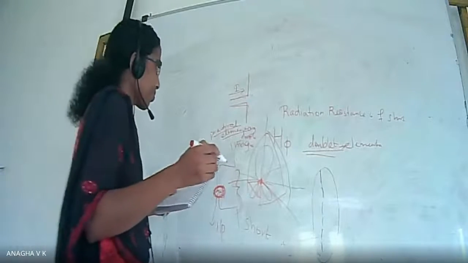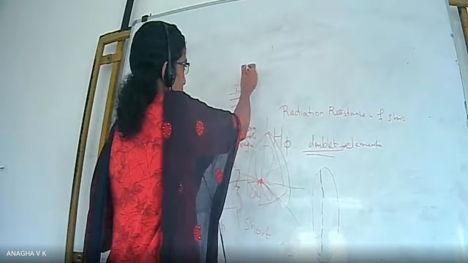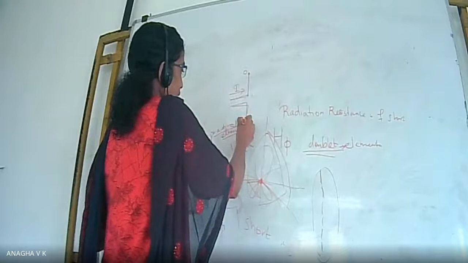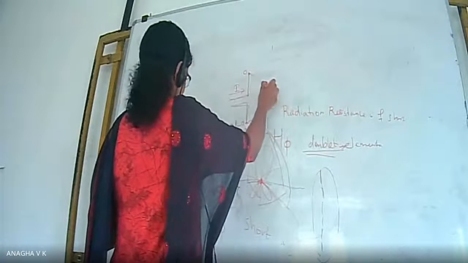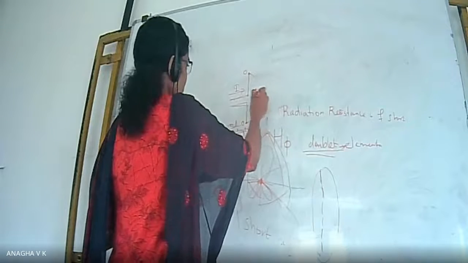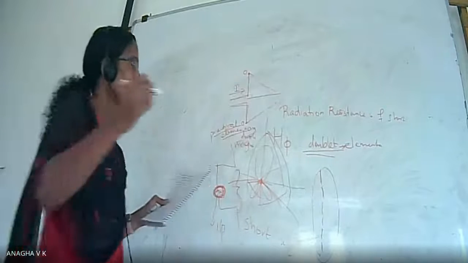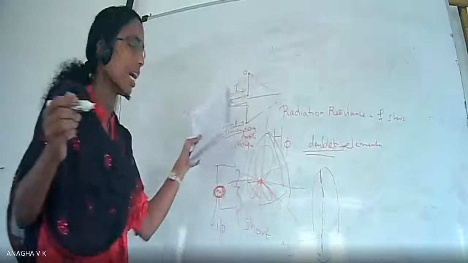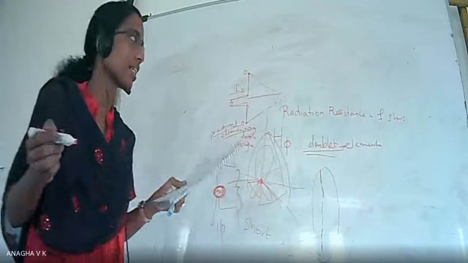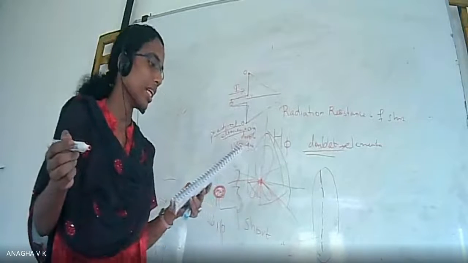So it decreases. Here it is 0. At this end also it is 0. So maximum at what? Maximum at the center. Okay, maximum at the center, because what? At the center we are feeding the input. So current amplitude is maximum at the center and decreases to 0 at the ends.